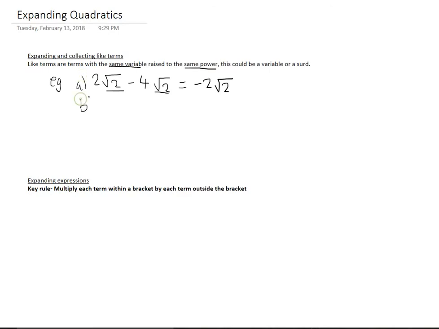Having a look at another example here, we have 2x plus 5x. Once again, same variable or unknown raised to the same power, so you can add together the coefficients. So 2 groups of x plus 5 groups of x is 7 groups of x. Last one, 2y plus 4y plus minus 7y squared.